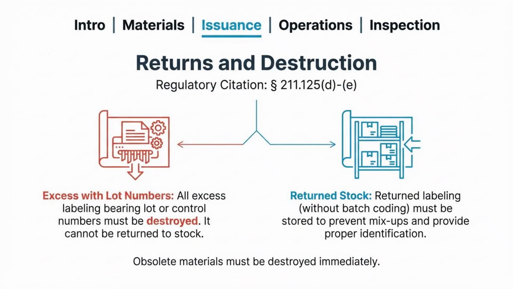Unused labels with lot numbers must be destroyed and never returned to stock. Returned or obsolete labeling must be controlled to prevent reuse. These steps prevent outdated or incorrect labels from entering future operations.